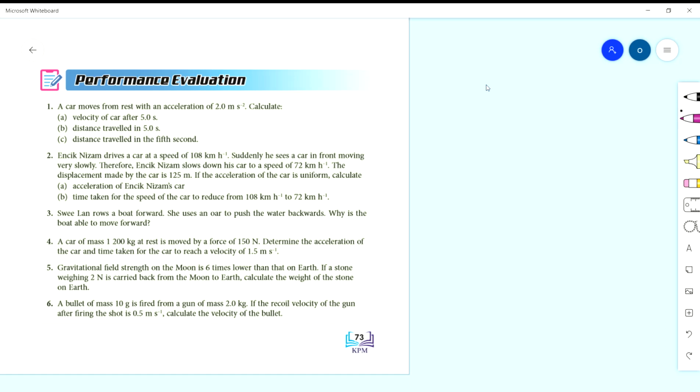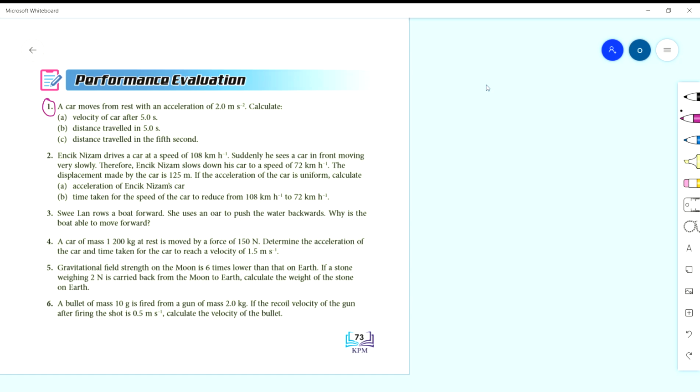Okay, so question number 1. Before you answer any question, you have to know which subtopic the question is about. We learned that chapter 2 has 8 subtopics, 2.1 until 2.8. So when you read question number 1 and question number 2, this is about linear motion. Involving linear motion means we have 4 equations to consider. So we go one by one.